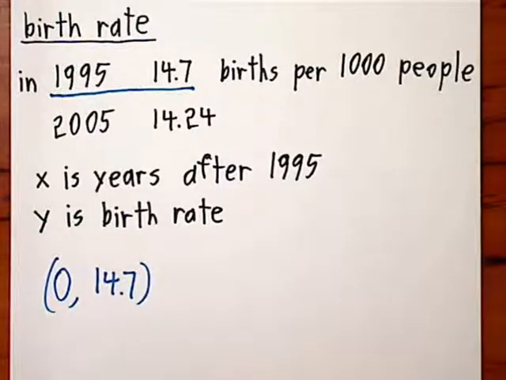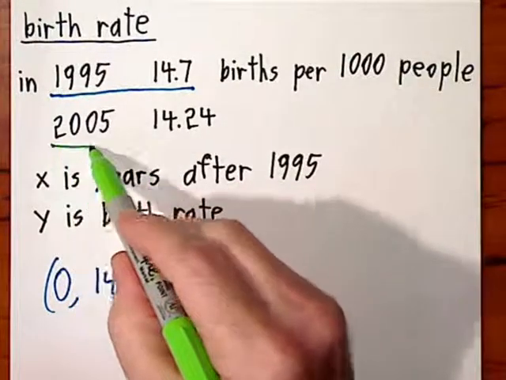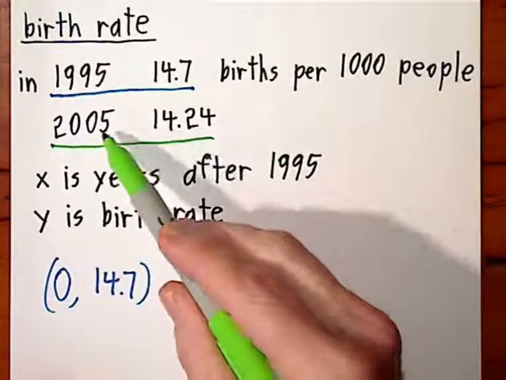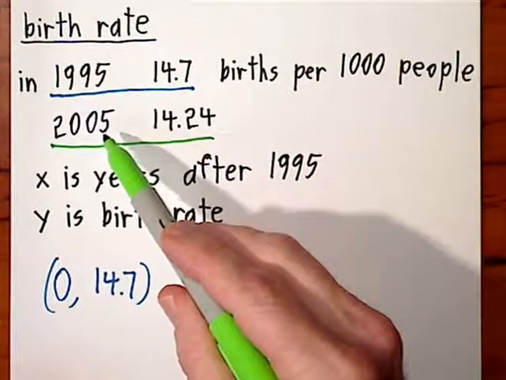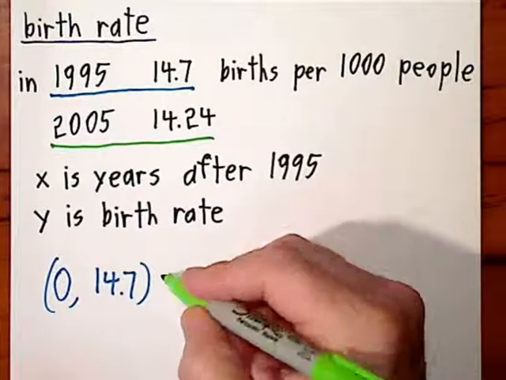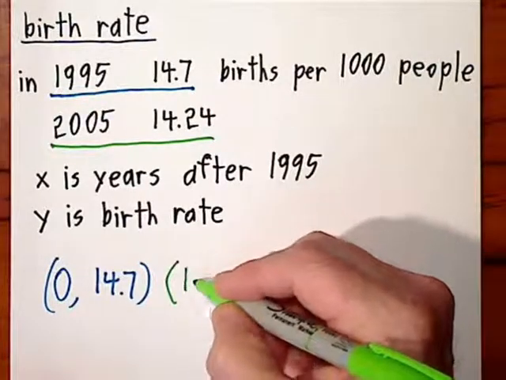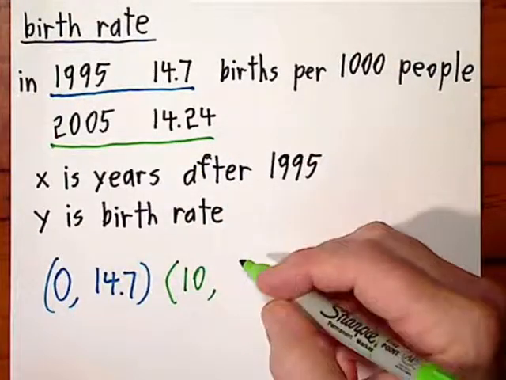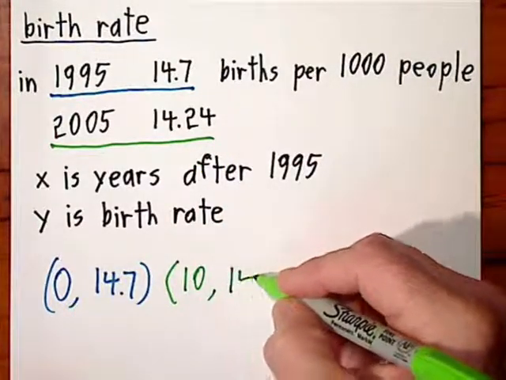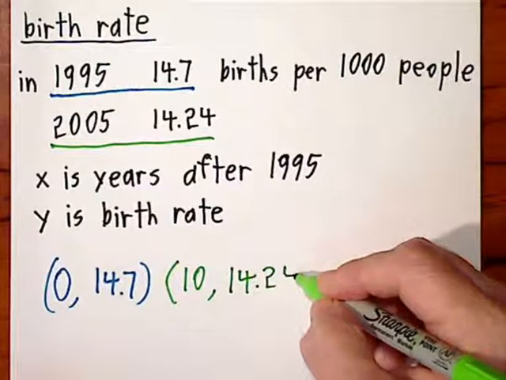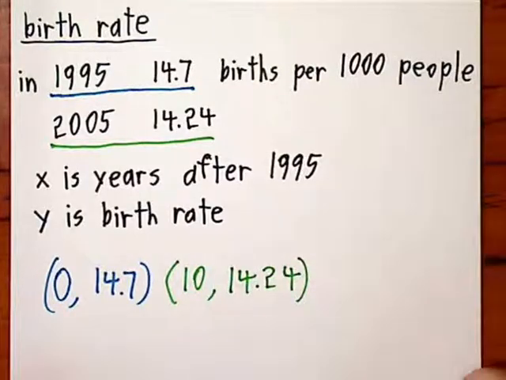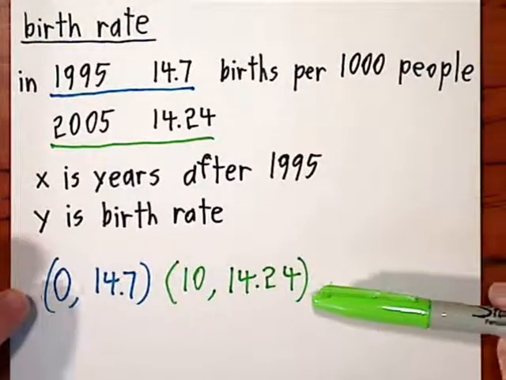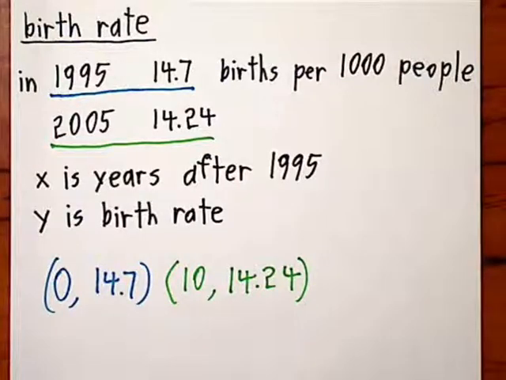And for this second one, the year 2005 is 10 years after 1995. So the X value is 10, and the Y value is simply 14.24. So that's the first step, and they want us to write an equation. We're still a fair bit away from being able to do that.